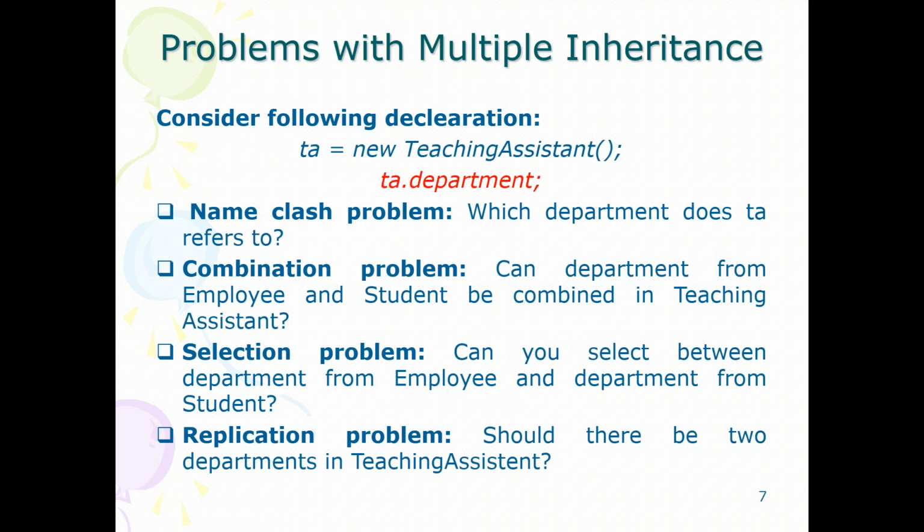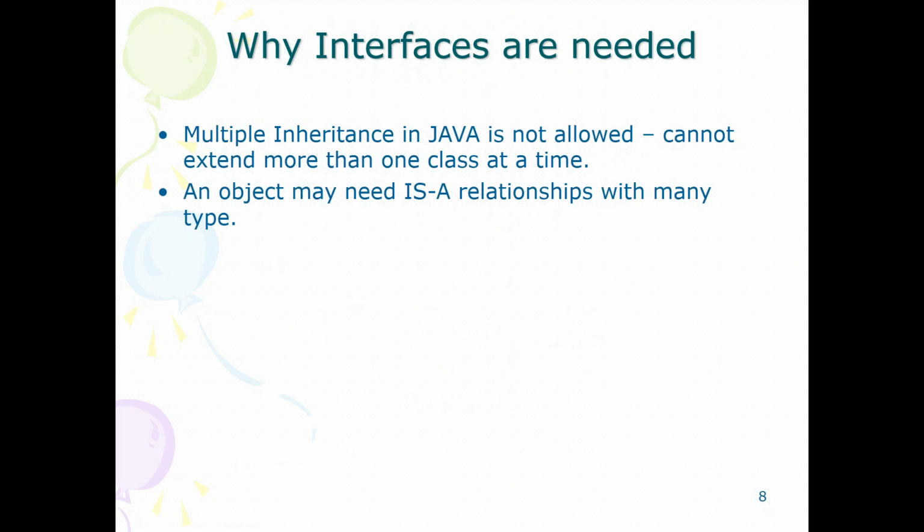Look at the next one. Problems with multiple inheritance: consider the following declaration. This is what you call the combination problem, selection problem, replication problem. All these problems you will get. Why are interfaces needed? Multiple inheritance in Java is not allowed; you cannot extend more than one class at a time. You can say class A extends B, that's it.